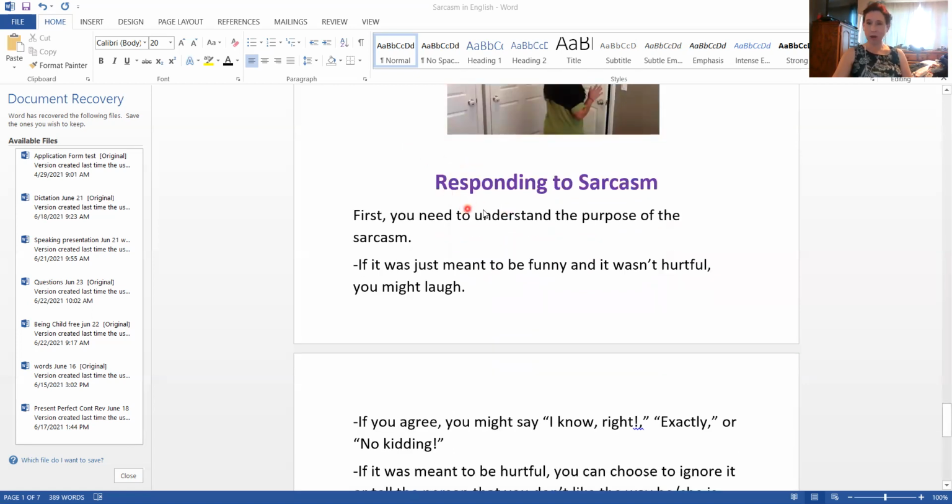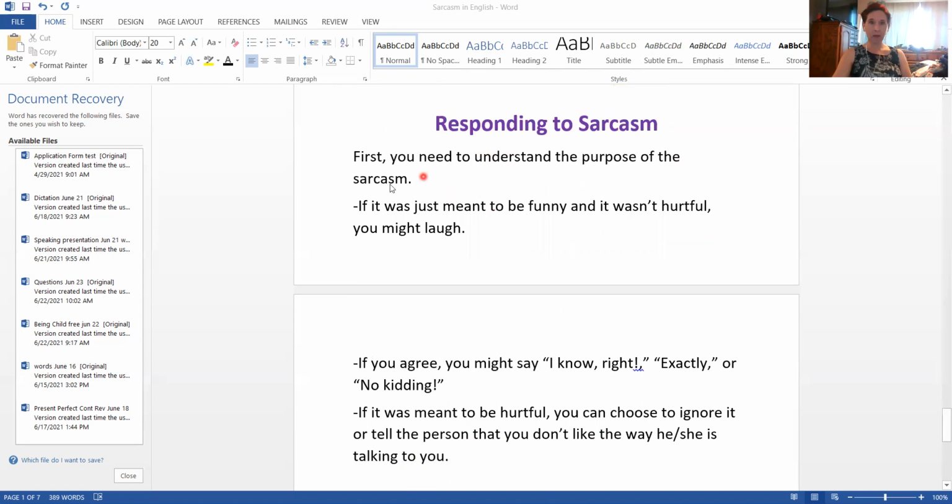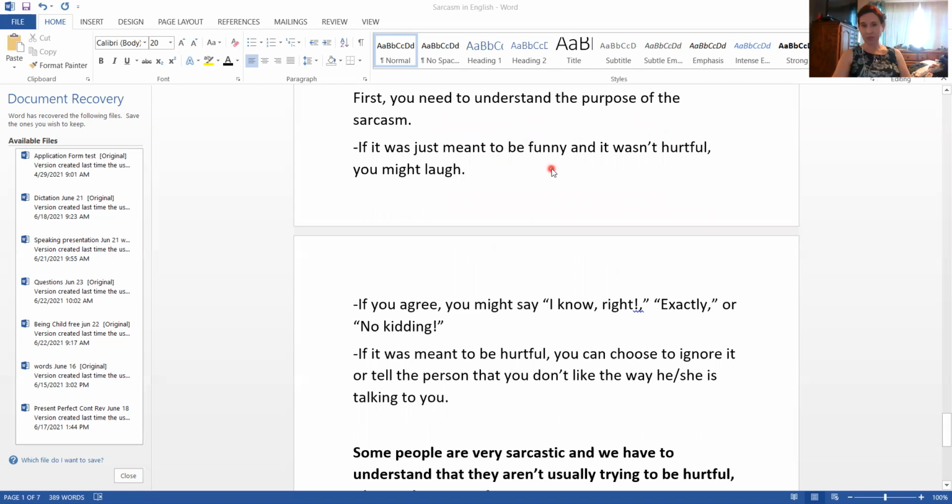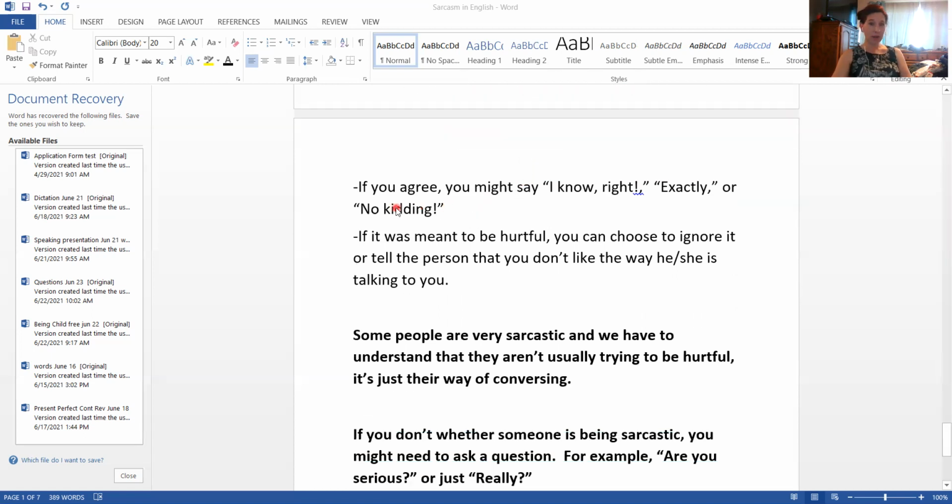So how do we respond to sarcasm? First, most importantly, you need to understand the purpose of the sarcasm. If it was just meant to be funny and it wasn't hurtful, you might just laugh a little bit. Or if you agree, you might say, "I know, right?" Or "exactly," or "no kidding." So this might work with the example of weather. On a terrible day, if someone says, "Well, nice weather we're having," you can say, "I know, right?"